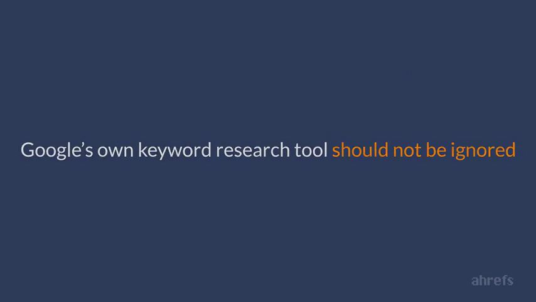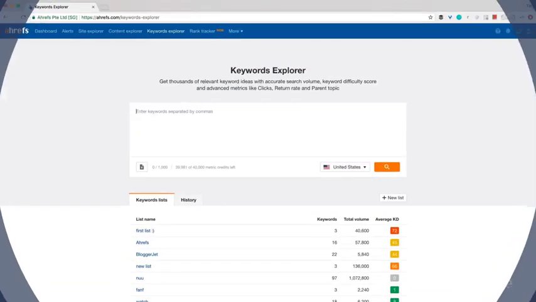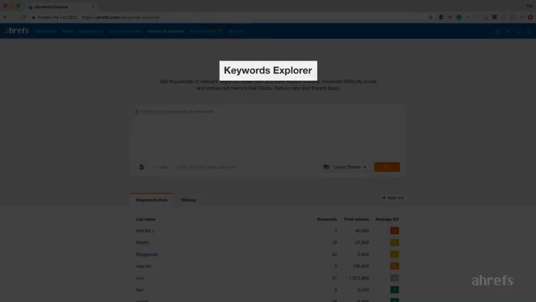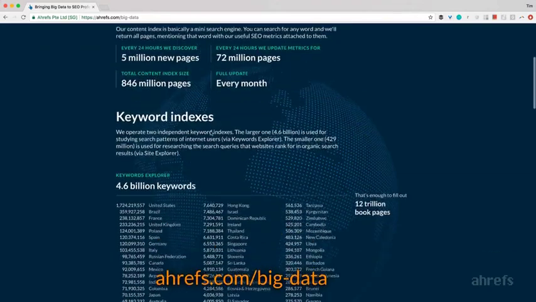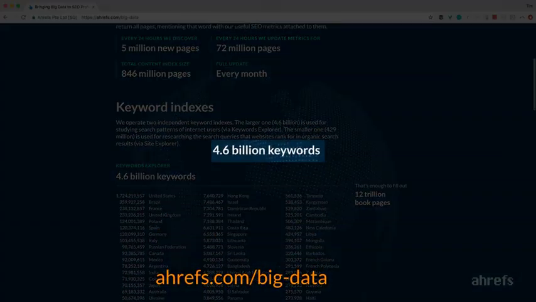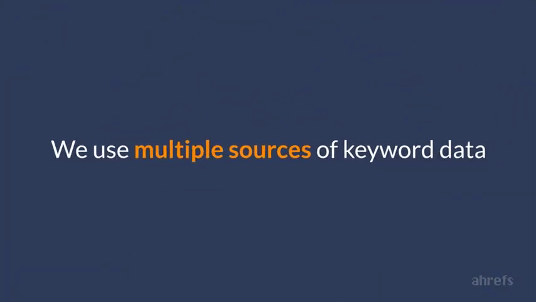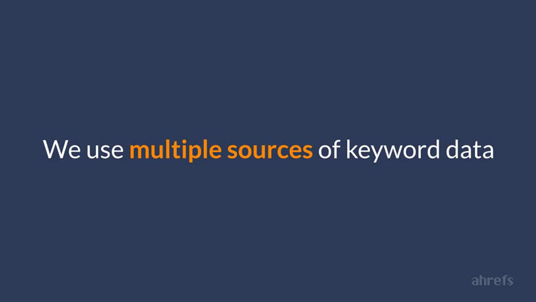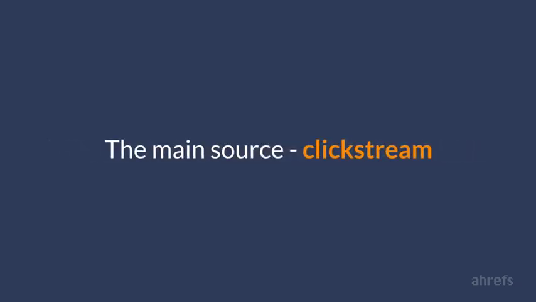And finally, let's look at the keyword research tool that we have in Ahrefs. It's called Keywords Explorer and it runs on a monstrous database of 4.6 billion search queries. We use multiple sources of data to collect a database of this size, but the main one is Clickstream.